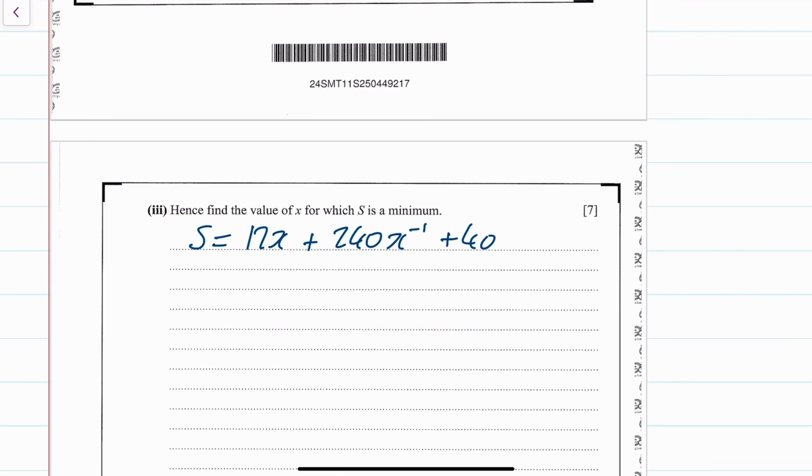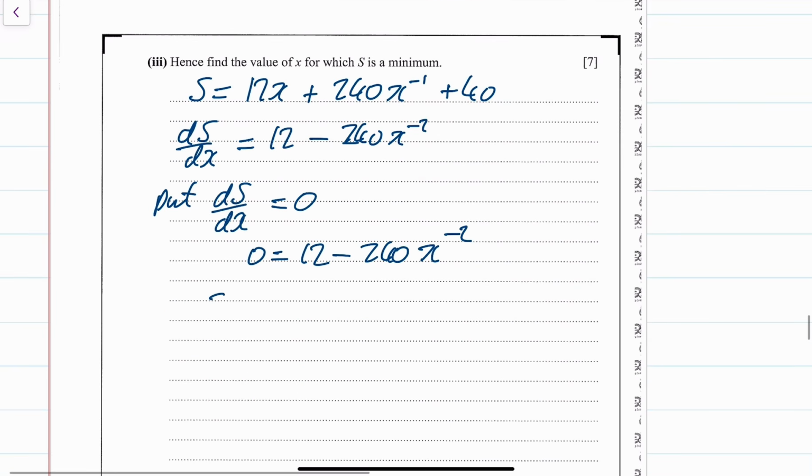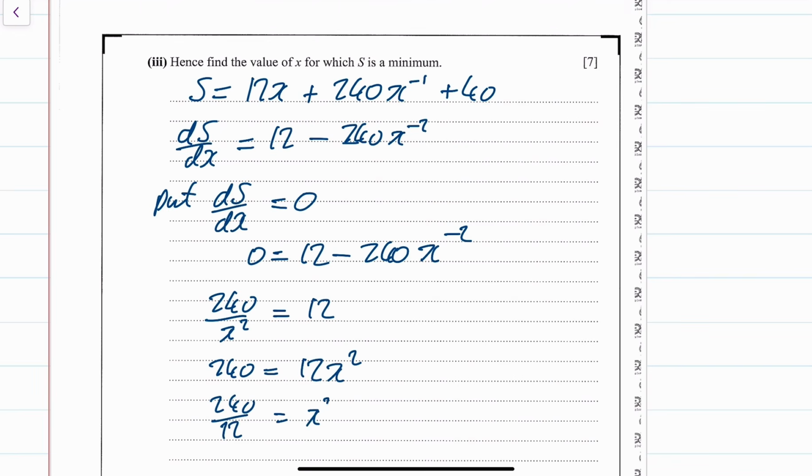So you're going to do the old differentiation. So dS by dx. Differentiate that, you're going to get 12 minus 240 x to the minus 2. And then to find a minimum, you put dS by dx equal to 0. So 0 is equal to 12 minus 240 x to the minus 2. Or 240 over x squared is equal to 12. And then 240 is equal to 12x squared. Divide across by the 12. 240 divided by 12 is equal to x squared.